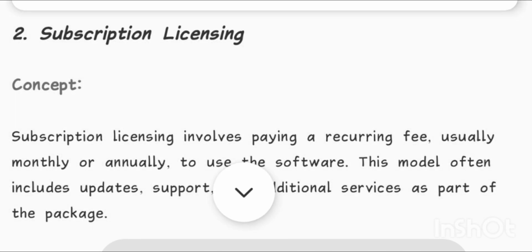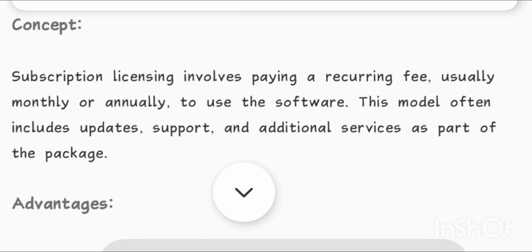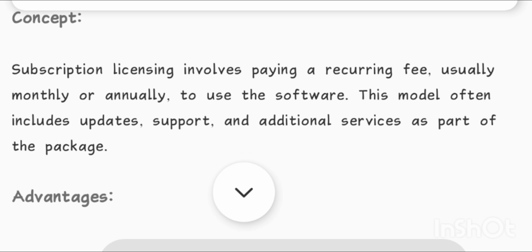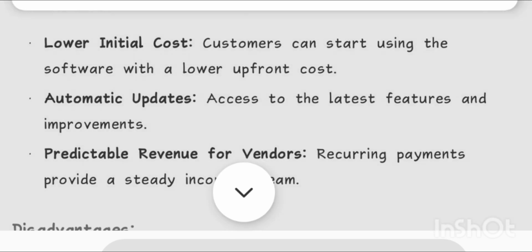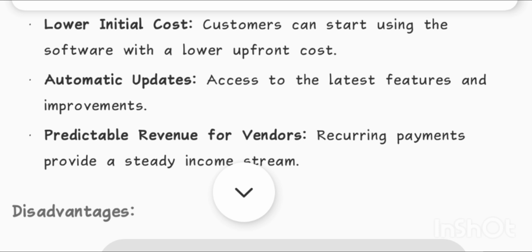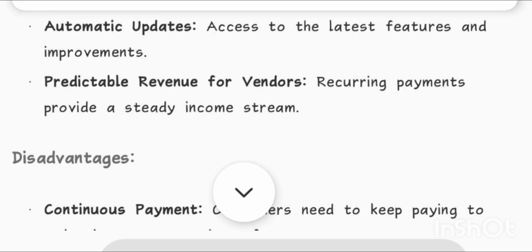2. Subscription licensing. Concept. Subscription licensing involves paying a recurring fee, usually monthly or annually, to use the software. This model often includes updates, support, and additional services as part of the package. Advantages. Lower initial cost. Customers can start using the software with a lower upfront cost. Automatic updates, access to the latest features and improvements.